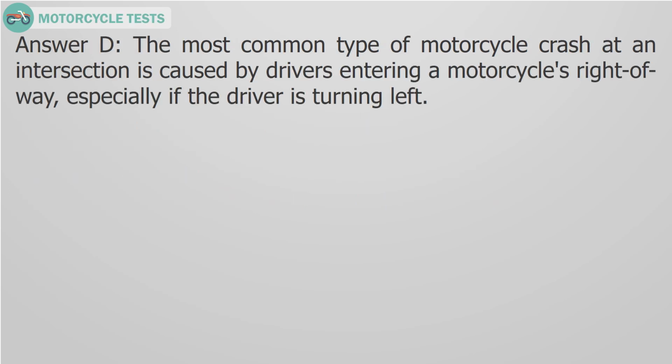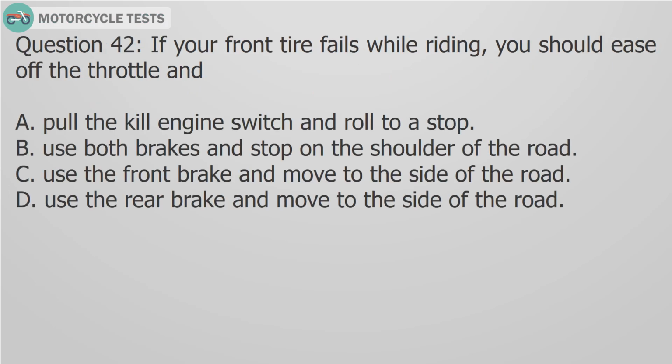Answer D. The most common type of motorcycle crash at an intersection is caused by drivers entering a motorcycle's right-of-way, especially if the driver is turning left. Question 42. If your front tire fails while riding, you should ease off the throttle and A. Pull the kill engine switch and roll to a stop. B. Use both brakes and stop on the shoulder of the road. C. Use the front brake and move to the side of the road. D. Use the rear brake and move to the side of the road.